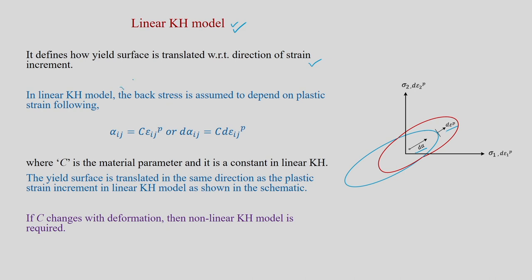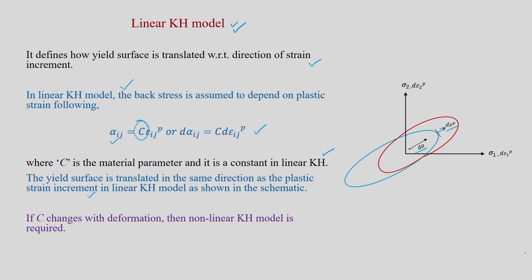In the linear kinematic hardening model, we introduce the back stress, assumed to depend on plastic strain following this particular equation: alpha ij is equal to c into epsilon ij^p. That means it is linearly related using c, where c is a material parameter and it is constant when you speak about the linear kinematic hardening model. What does that mean? It means that the yield surface is translated in the same direction as that of the plastic strain increment, as shown in the schematic. If this is the direction perpendicular to it, your d alpha or alpha is going to be in the same direction. But if your c changes with deformation, then you need a non-linear kinematic model, which is not discussed here.